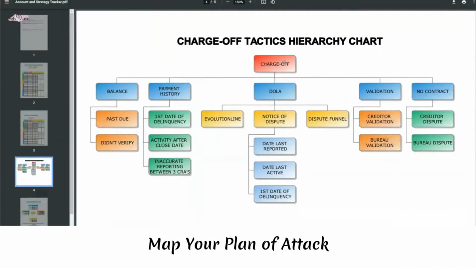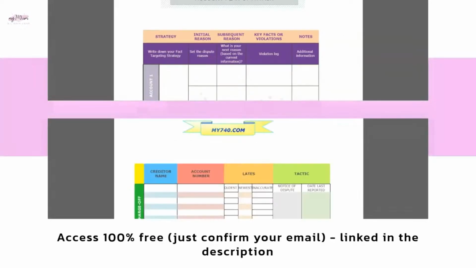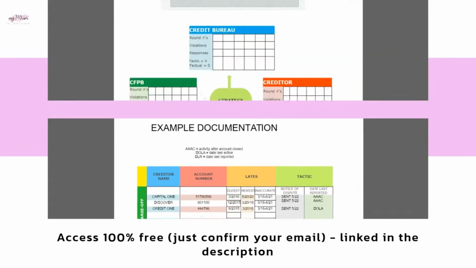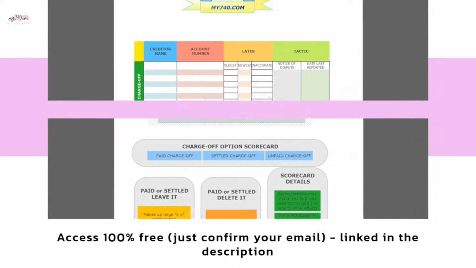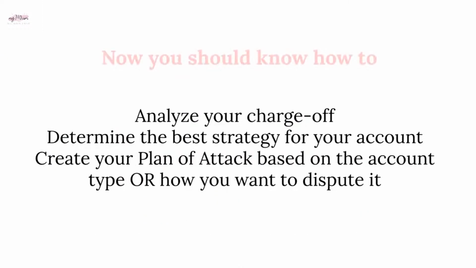Now, charge-offs do have a hierarchy chart, and the stuff that you want to check out is going to be directly in the center. And you can access that 100% for free. Just confirm your email, and the link is in the description, and it has multiple pages. And some of these are also from other videos, such as how to remove charge-offs without paying. So now you should be able to analyze, determine the best strategy, and create your plan of attack based on the account type or on how you want to dispute that account.